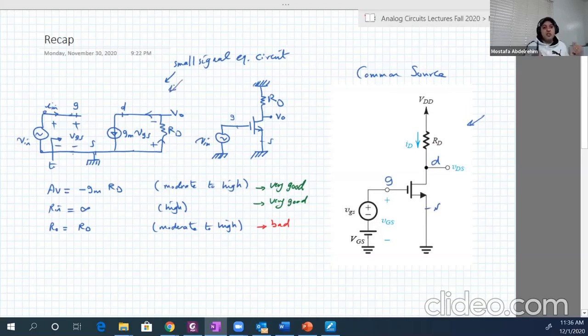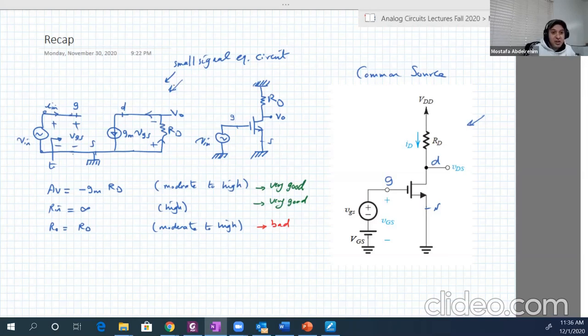After our analysis, we found that Av is equal to minus gm RD. So we can control this Av to make it a high value if we control RD and also the biasing, which will determine gm. Our input resistance is infinite, which is very good. And Ro is equal to RD, which is from moderate to high values.